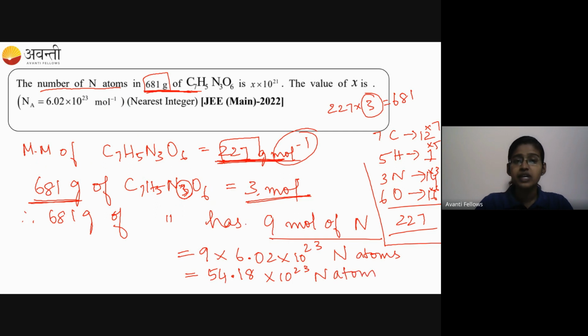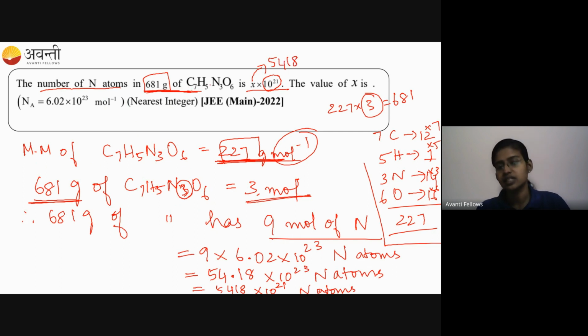Okay, but we have to give the value in terms of 10 to the power 21. So change this and move the decimal. So it will be 5418 into 10 to the power 21 nitrogen atoms. So what is the X value? X is 418.